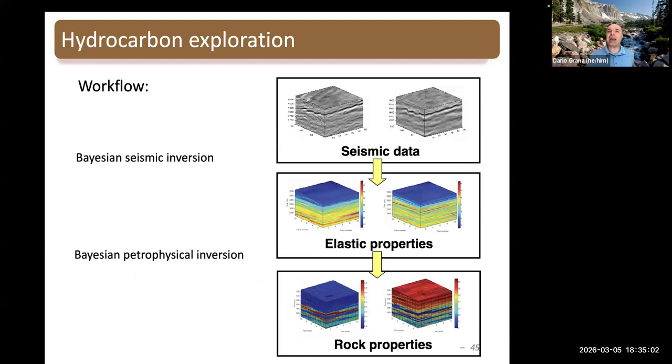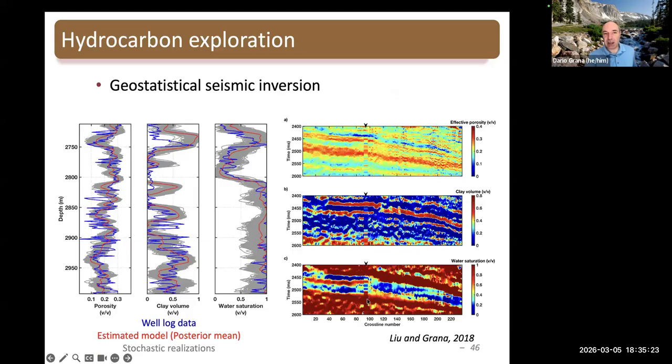So this is a standard workflow that is applied in oil and gas companies. We have some seismic data, we predict elastic properties, and then we predict rock and fluid properties. The idea is that we can apply all of the methods that we looked at before to this workflow, and we can estimate the properties of interest from the data that we measure. So this is again the example from Ming Liang, his publication in 2018.